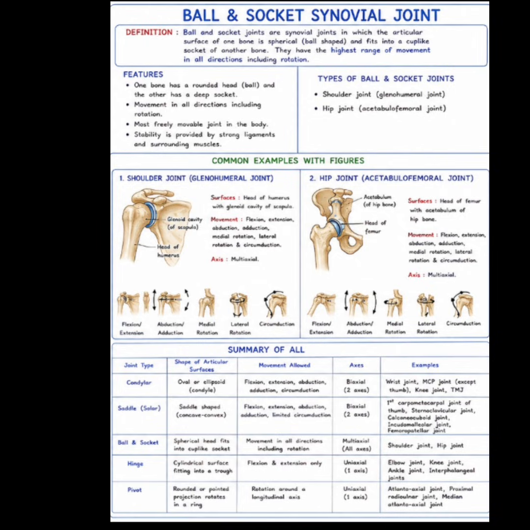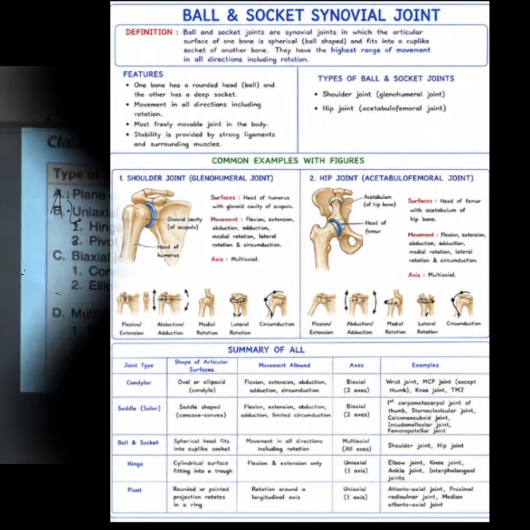Examples include the shoulder joint, which is the commonly dislocating joint, hip joint, talocalcaneonavicular joint, incudostapedial joint, and talocalcaneal joint. The examples can be remembered by the mnemonic called SHITT. S means shoulder joint, H means hip joint, I means incudostapedial joint, and TT means talocalcaneal and talocalcaneonavicular joint.